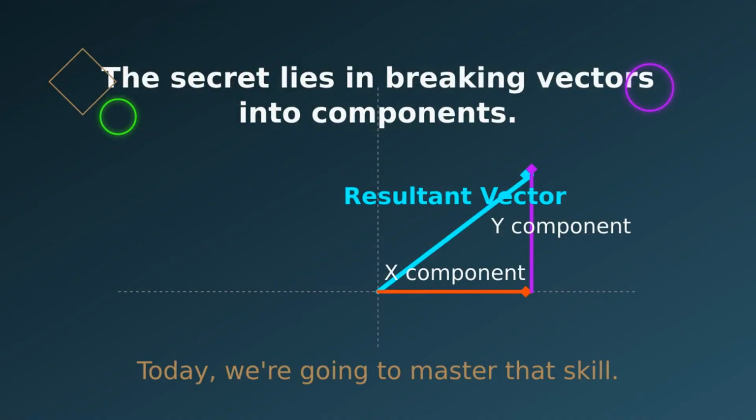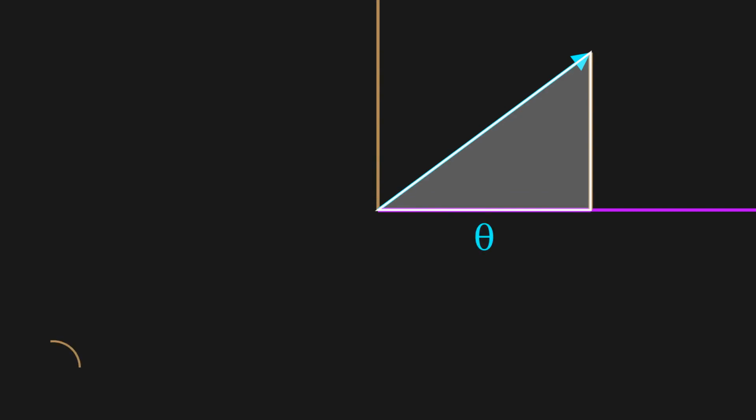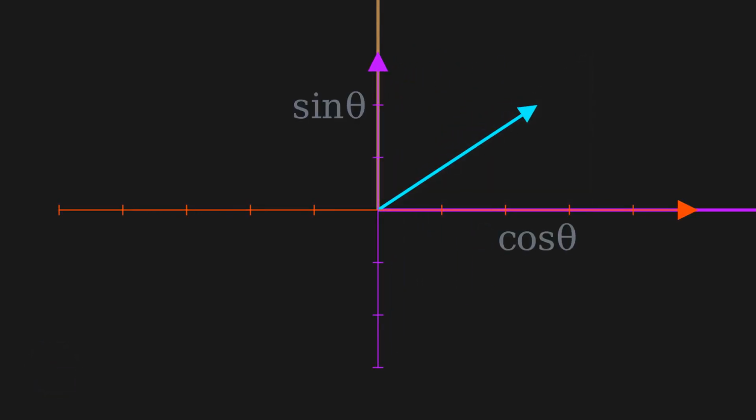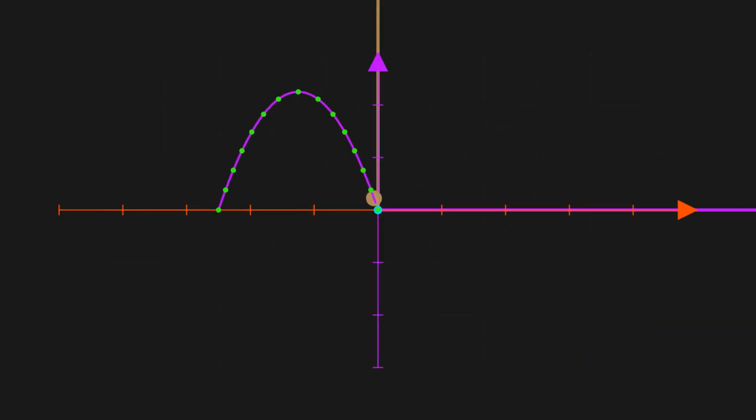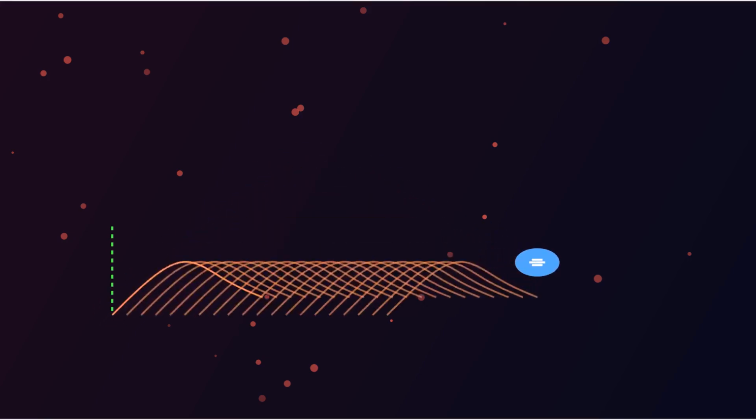The secret lies in breaking vectors into components. Today, we're going to master that skill. We'll see how to separate complex motion into simple perpendicular directions. We'll use trigonometry to unlock 2-dimensional problems. And we'll apply it all to analyze projectile motion. By the end, you'll start noticing vectors everywhere in the real world.